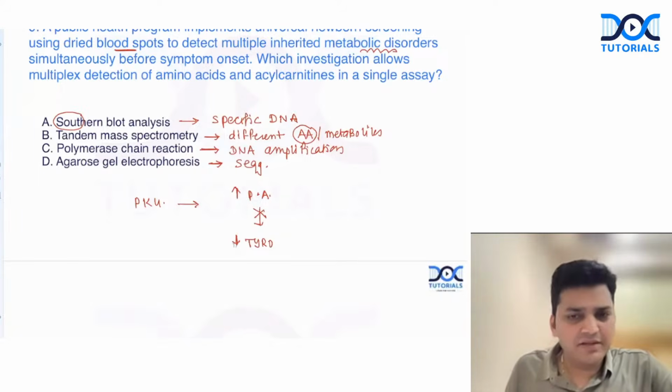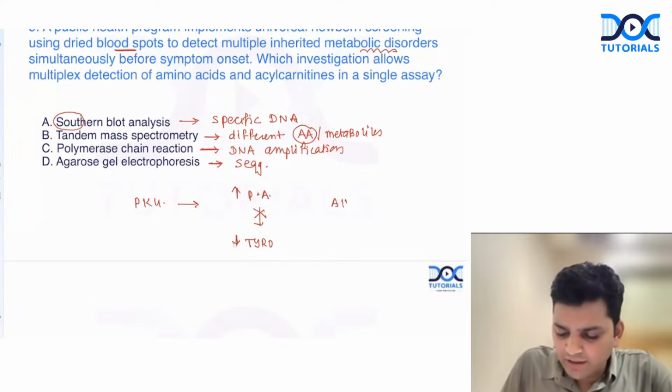In the same way, we have discussed many diseases. For example, we have discussed alkaptonuria. What happens in alkaptonuria is homogentisic acid is supposed to convert into maleylacetoacetate.